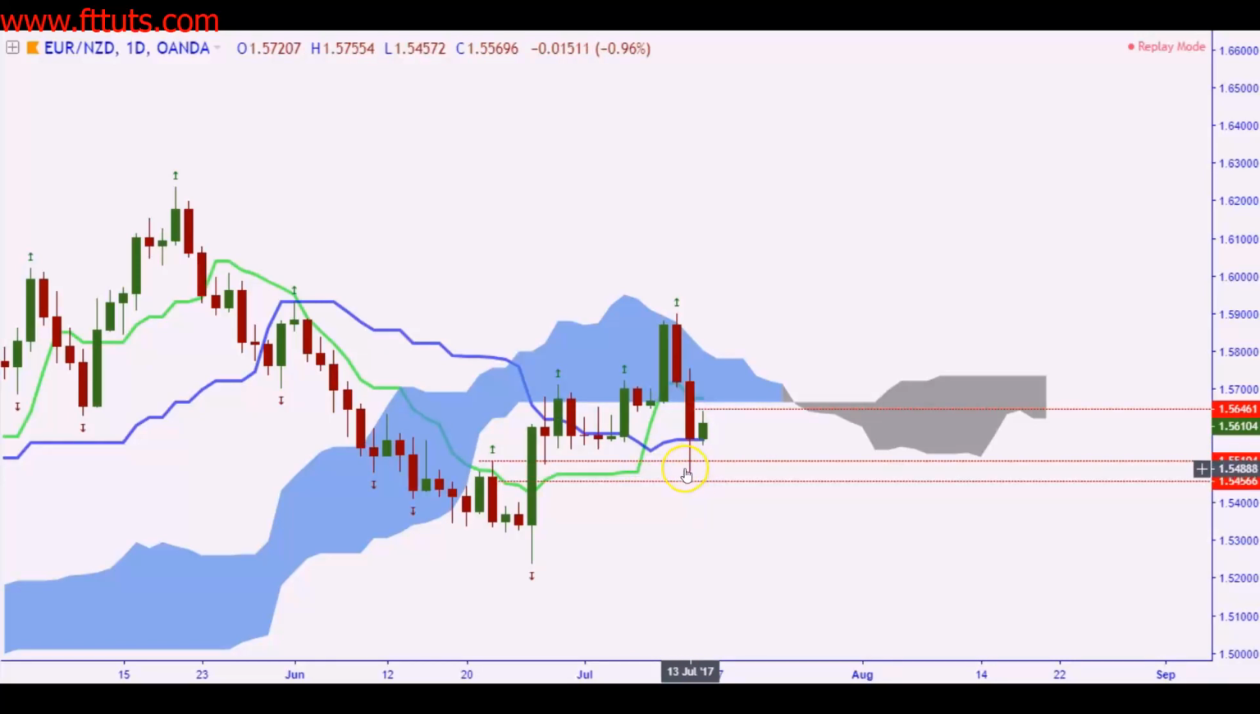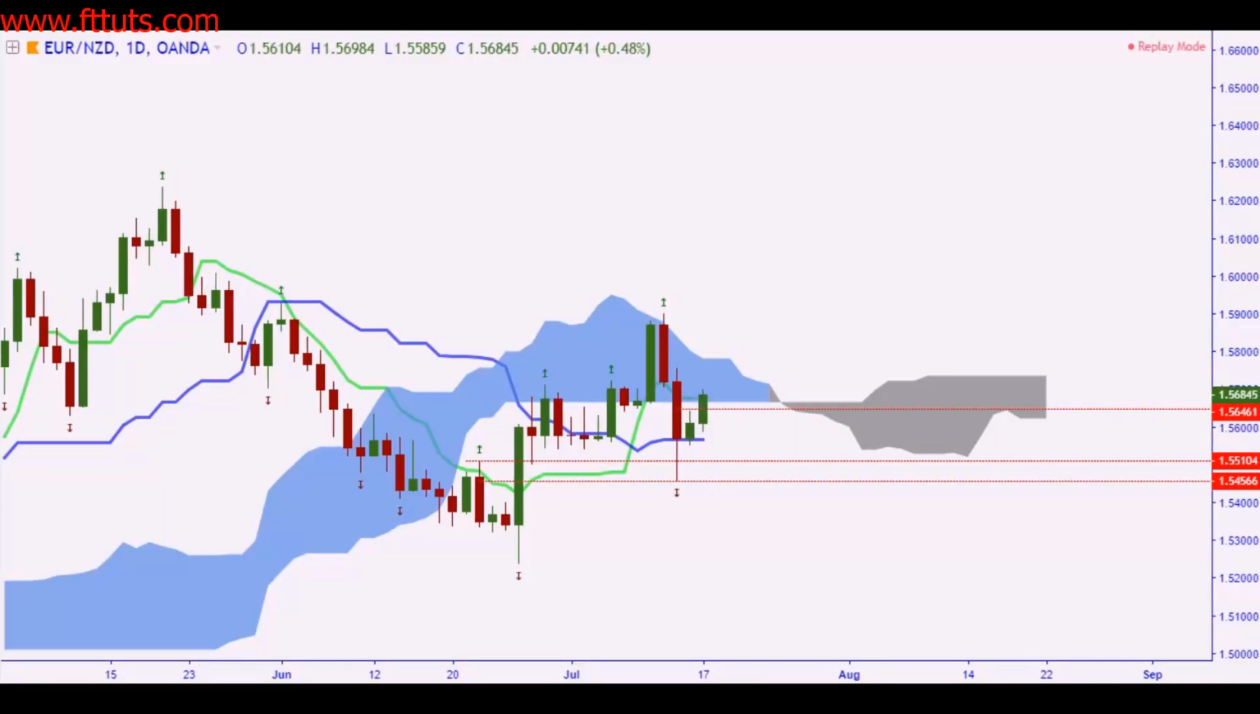Now in reality we rejected here, but this was probably news. And we wouldn't even be trading this if it was news. But this is what you look for. So let's move on.